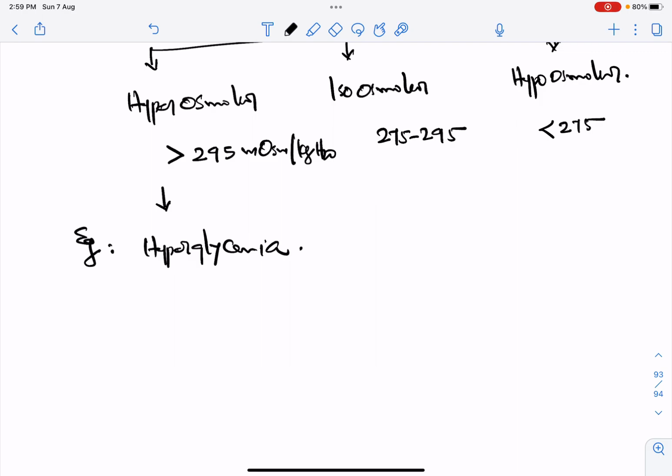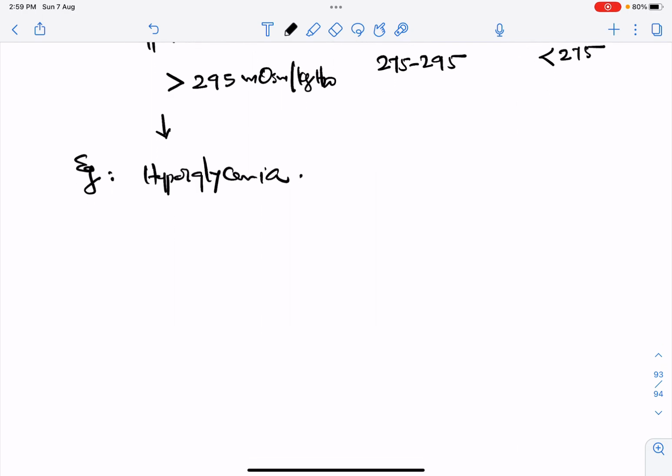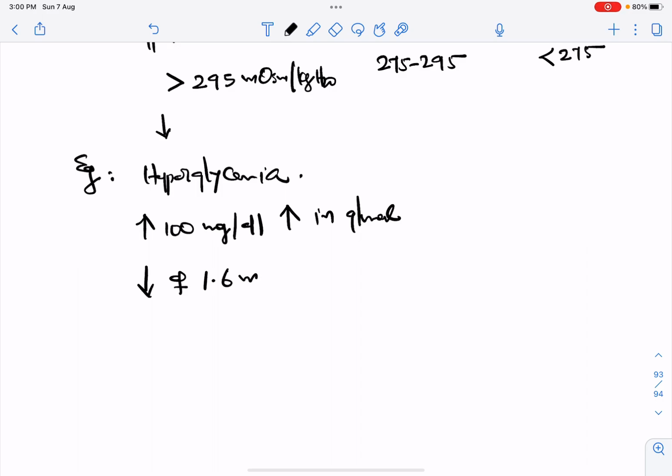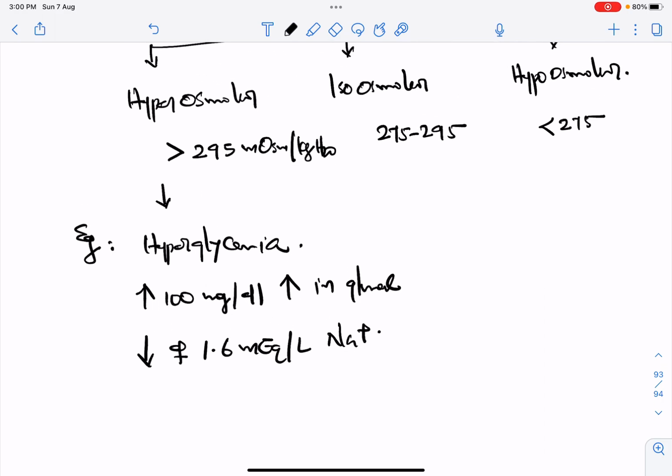What happens in hyperglycemia is that for every 100 mg per deciliter increase in glucose above the normal level, there is a decrease in sodium concentration by 1.6 milliequivalents per liter. Please note it is above the normal level. That is the example for hyperosmolar hyponatremia.